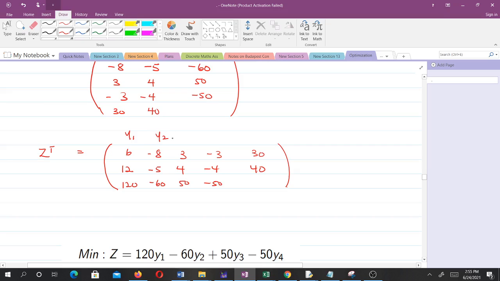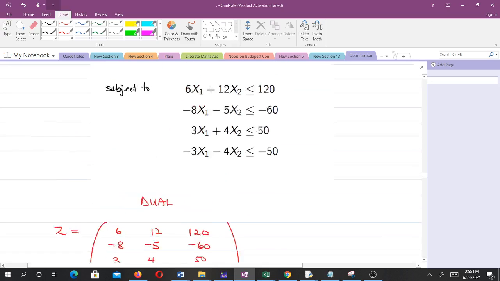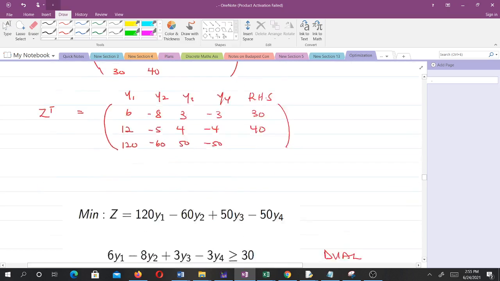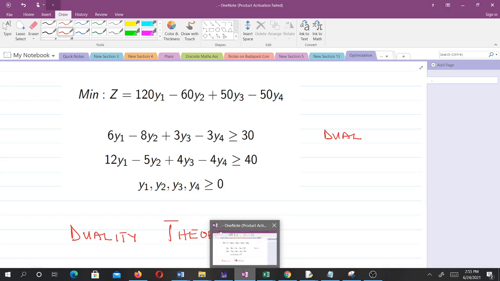And we use new variables for it: y1, y2, y3, y4, and this is our right hand side. Then the original problem was what? A maximization problem, so the dual will be a minimization problem. With the original problem, the primal, our inequalities were less than or equal to, so with the dual, it will be greater than or equal to. This is how we convert a primal problem to a dual problem, which is very simple.